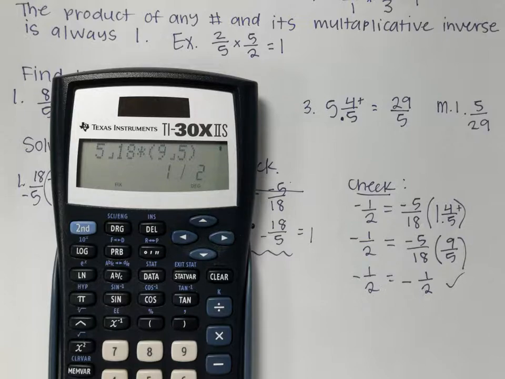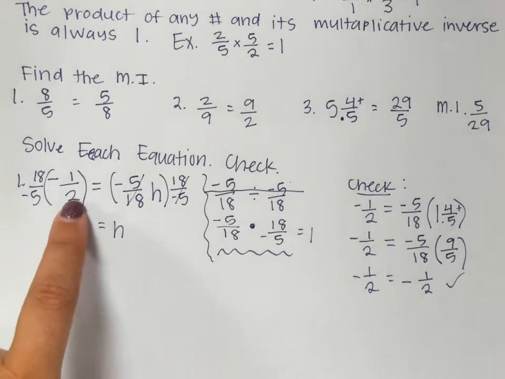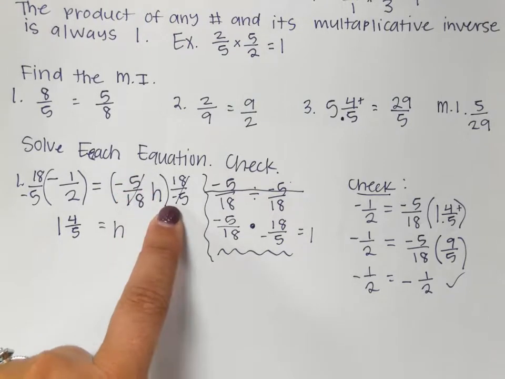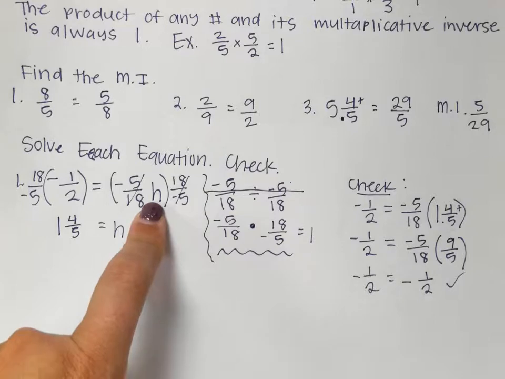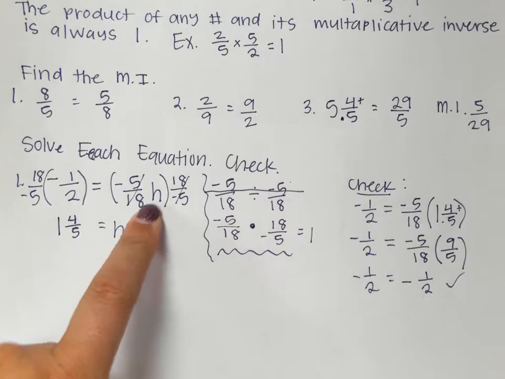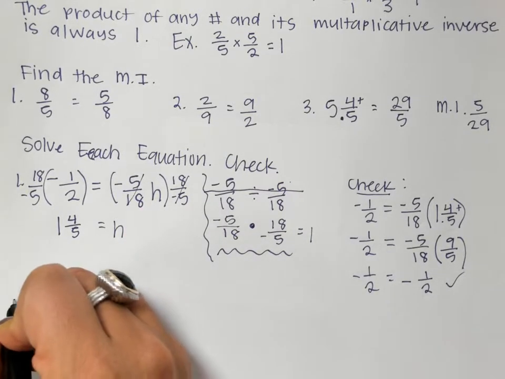Bless you. Questions on that one? So anytime that you have a fraction in front of a variable, in order to solve for that variable, you're going to multiply by its multiplicative inverse. Okay. Let's look at another example.